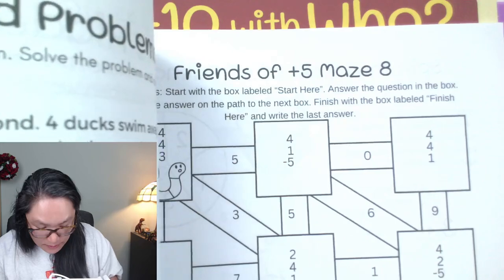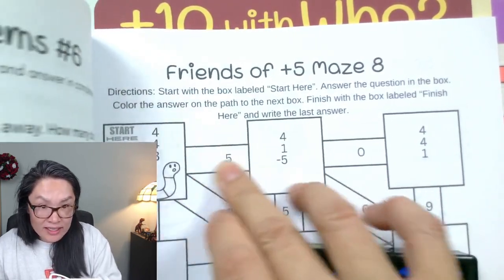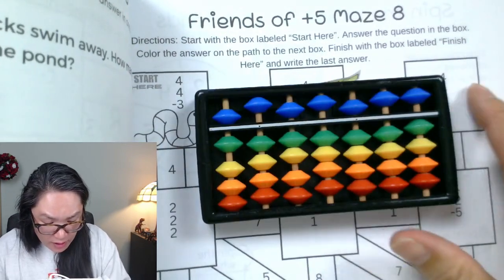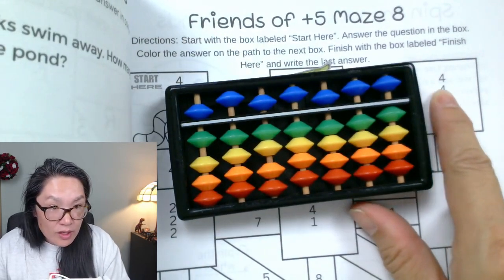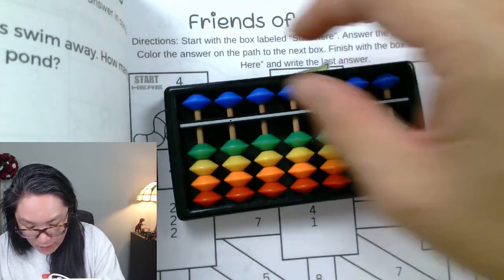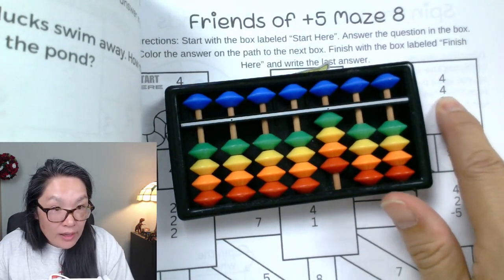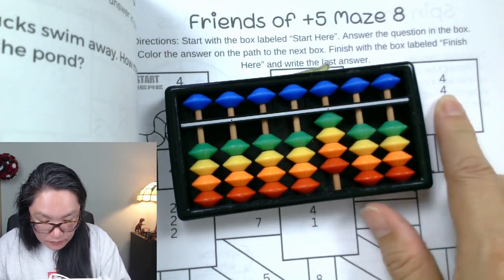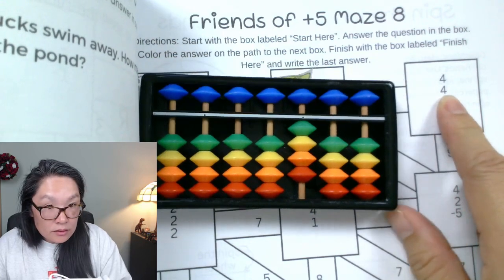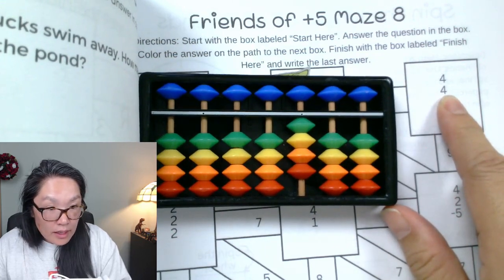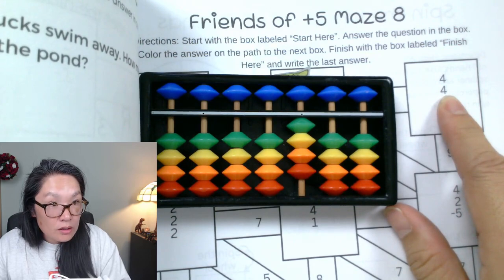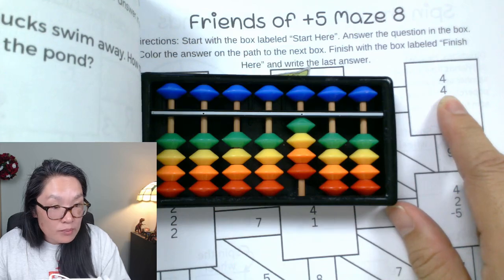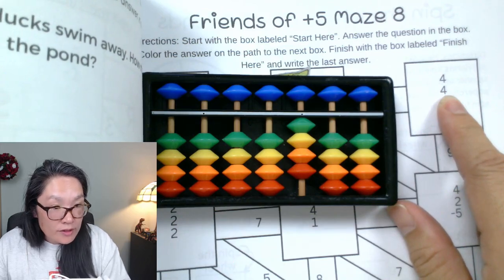When we do this, it's the maze again. But this time we have to answer the question. So here is my question. If I have 4, I add 4. And then I want to add another 4. How do I add another 4? If you don't have enough, you go to the next ball and take away the difference from the previous.